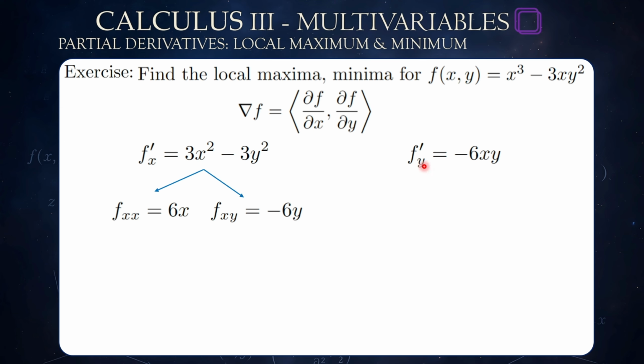As for f prime y, the second derivative in respect of x gives us minus 6y, and the second derivative in respect of y gives us minus 6x.